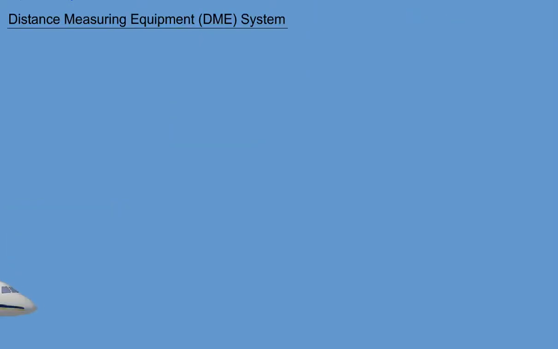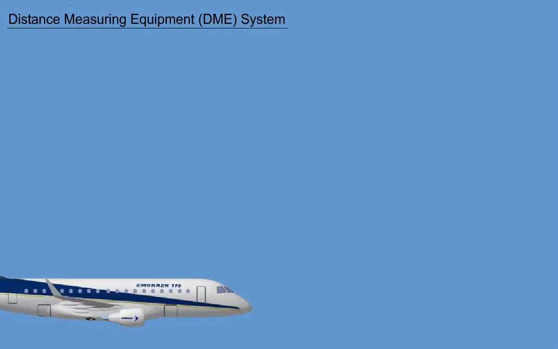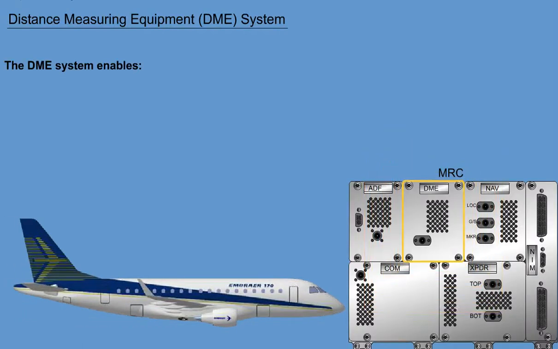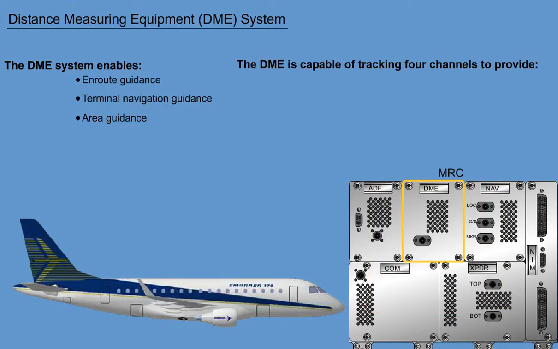The Distance Measuring Equipment System, DME, is an integrated part of the Epic avionics suite. The DME system enables en route and terminal navigation and area guidance. The DME is capable of tracking 4 channels to provide slant range, time to station, station identification, and ground speed.